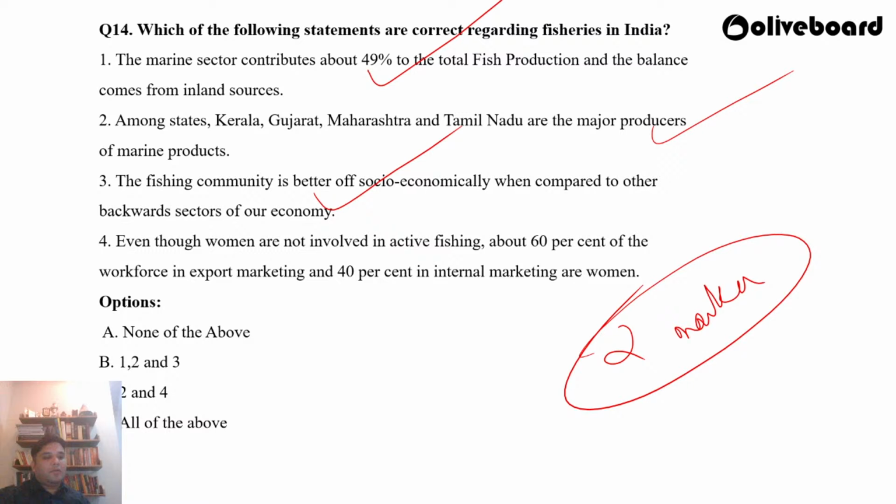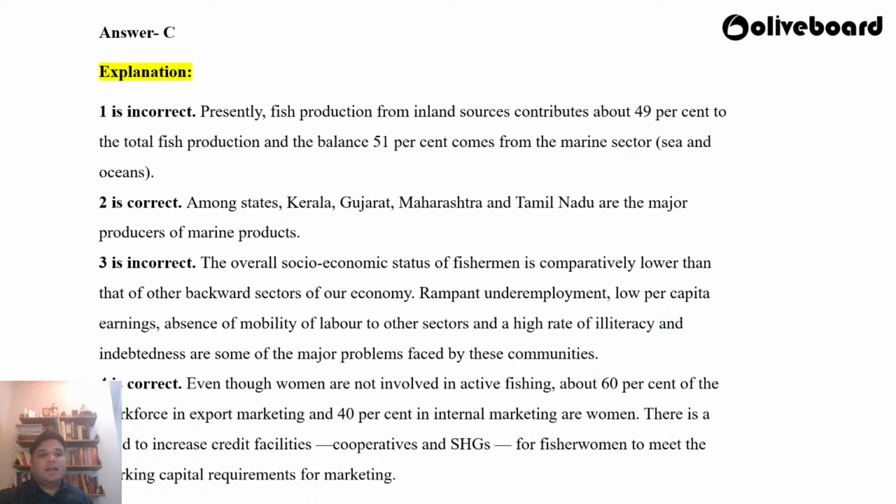Option number A, none of the above. Option number B, 1, 2 and 3. Option number C, 2 and 4. Option number D, all of the above. What do you think is the correct answer? The correct answer is C.